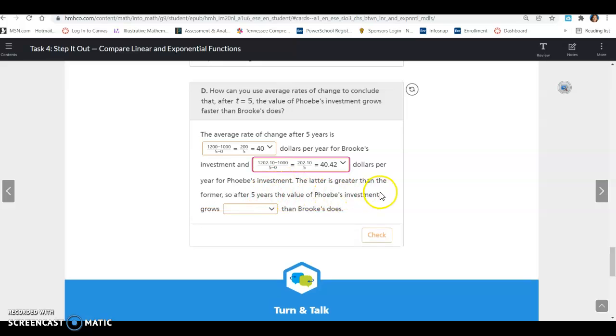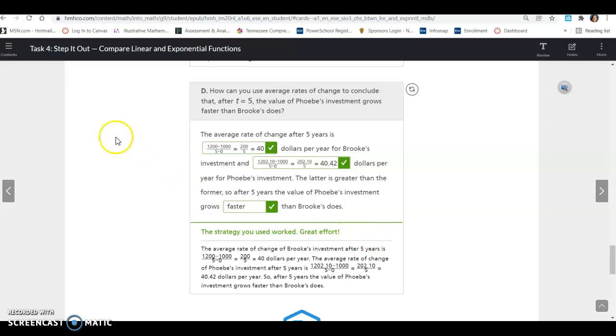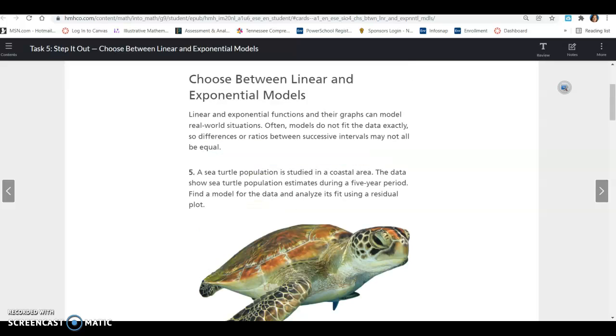And then it says the latter is greater than the former. So after 5 years, the value of Phoebe's investment grows faster. You can see that 40.42 is faster than 40 for Brooks. All right, that's all for task 4. If you have any questions, please let me know.